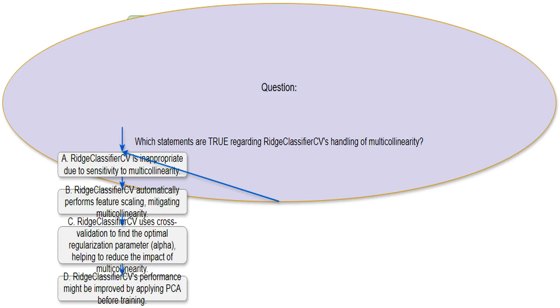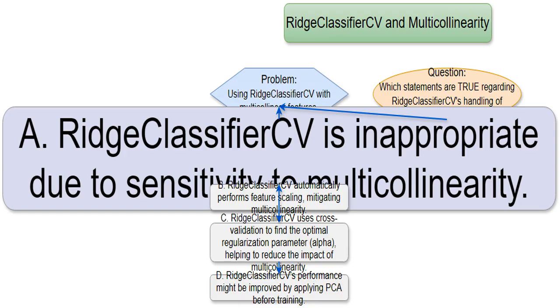This is a multiple-choice question testing your knowledge of RidgeClassifierCV and how it handles multicollinearity. Let's analyze each statement carefully to see which are true and which are false. I disagree. Ridge regression, the heart of RidgeClassifierCV, actually helps mitigate the effects of multicollinearity. It does this by shrinking coefficients, making the model more stable. It's not a perfect solution, but it's not inappropriate.